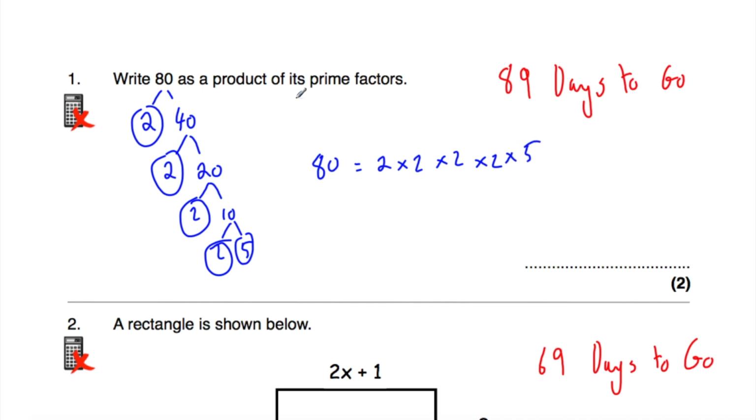Sometimes the question says to give your answer in index form. If you're asked to do that, I would write it as 2 to the power 4, because that's 2 times 2 times 2 times 2, and then multiply by 5. So that'll be 2 to the power 4 multiplied by 5. And that's it. If you got that, well done.